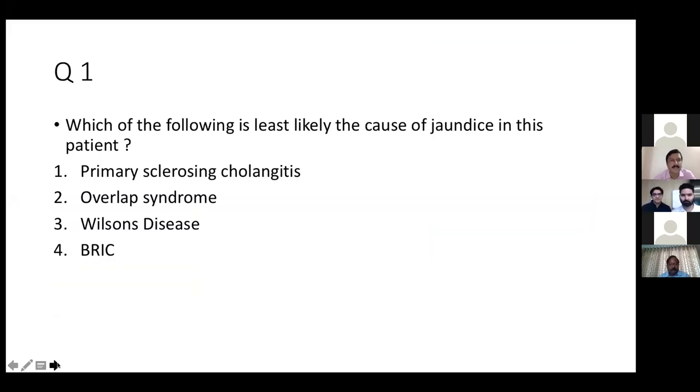So we can take the poll question here. Okay, let's go ahead with the poll. Which of the following is a likely cause of jaundice in this patient? PSC, overlap, Wilson's, or brick?